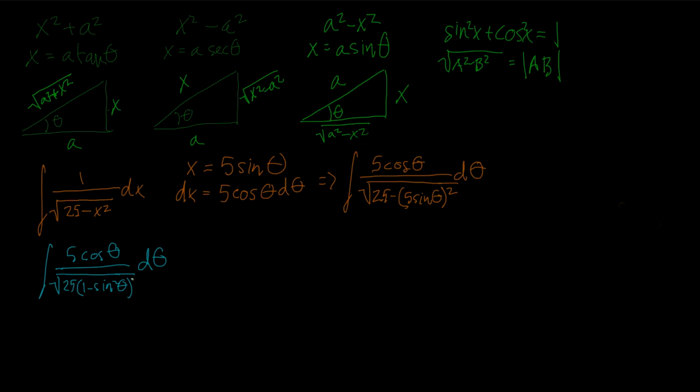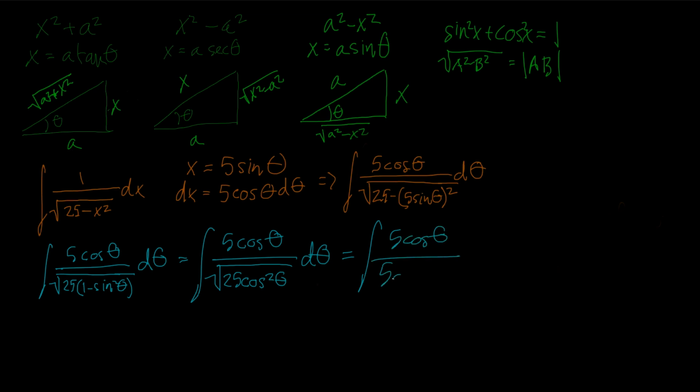But once we have this form, 1 minus sine squared theta, according to Pythagoras's trigonometric identity, is just equal to cosine squared theta. So we can rewrite this expression. Now, the square root of the square of a number is just the absolute value of that number. So we can simplify this expression as 5 cosine theta over 5 cosine theta. That just becomes 1. And so we get the integral of 1 with respect to theta, which equals theta.